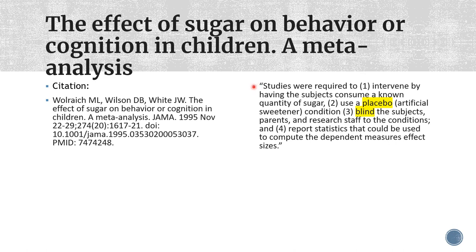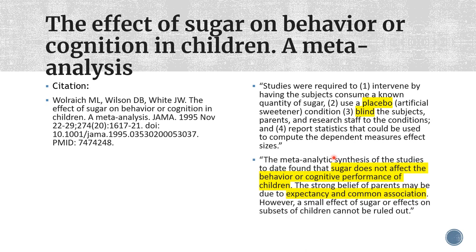They said studies were required to intervene by having the subject consume a known quantity of sugar, use a placebo, blind the subject's parents and research staff, that is, double blind everything, and report statistics that could actually be used to compute the effect sizes. And here's what they found. They said the meta-analytic synthesis of the studies to date, that is, when you put everything together and analyze it, found that sugar does not affect the behavior or cognitive performance of children. The strong belief of parents may be due to expectancy and common association.